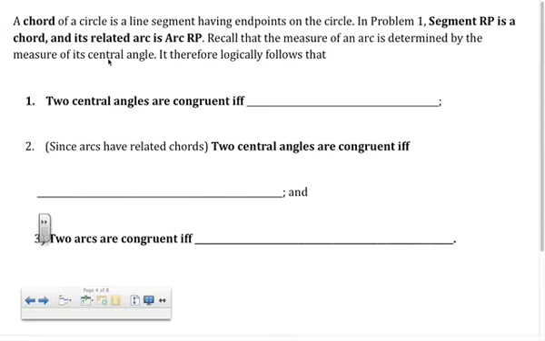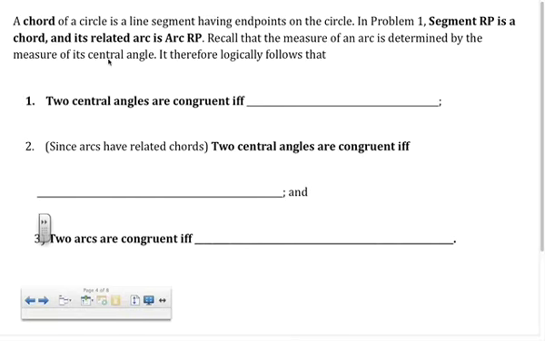A chord of a circle is a line segment whose endpoints are on the circle. In problem 1, which isn't on this screen but is in your notes, segment RP, for example, is a chord. It's just a line segment in a circle. Its endpoints are on the circle, right?